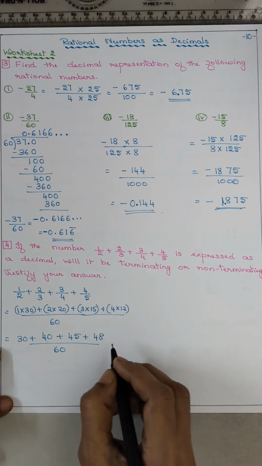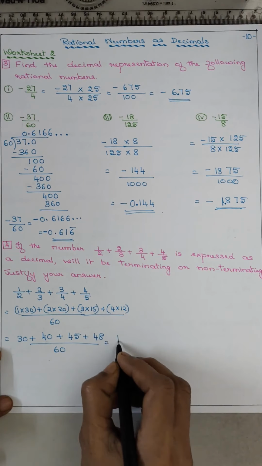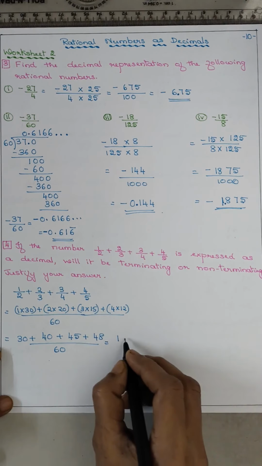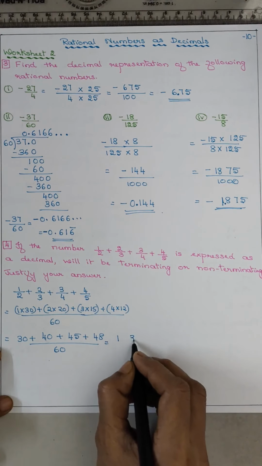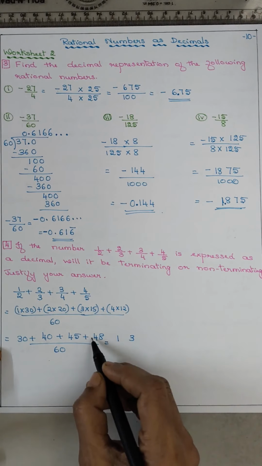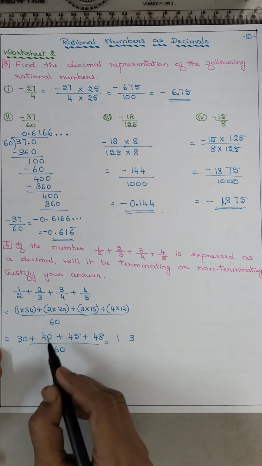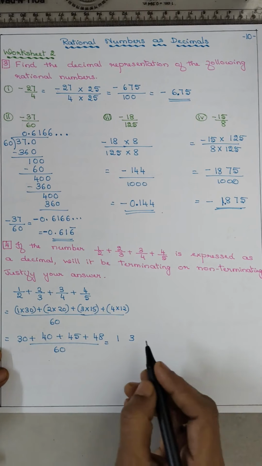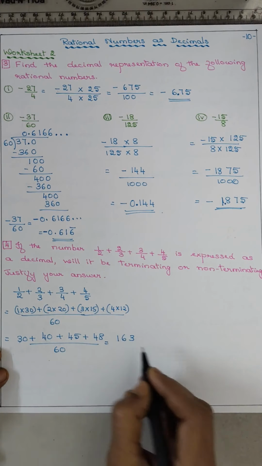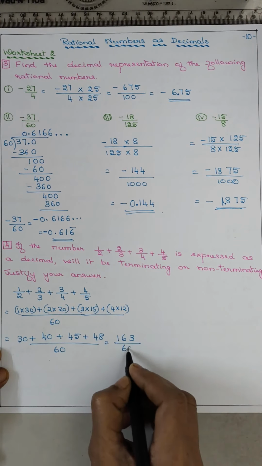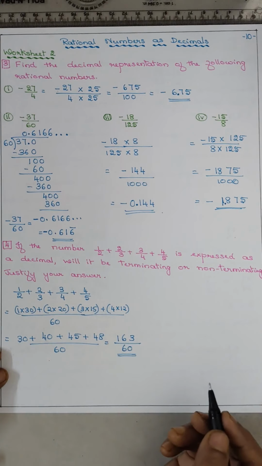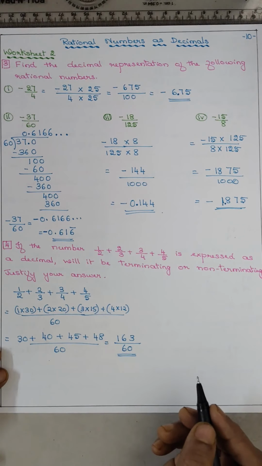Now adding them, you got 30 plus 40 plus 45 plus 48, so you got 163 upon 60.